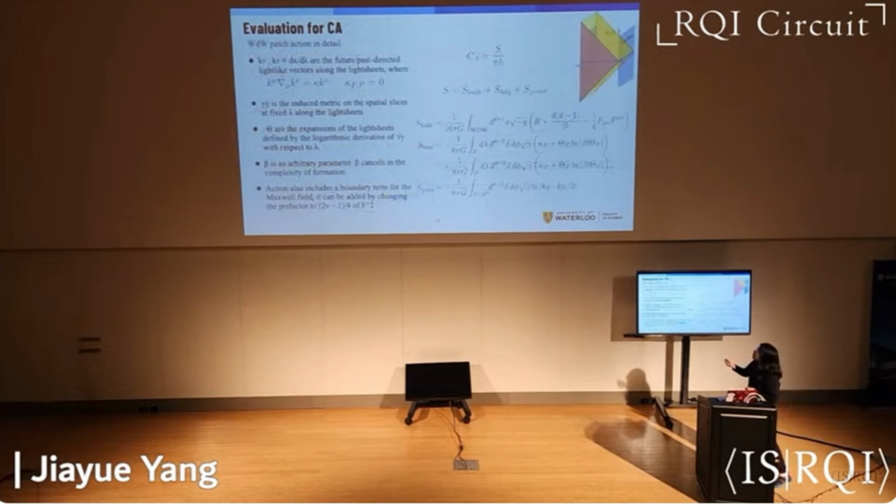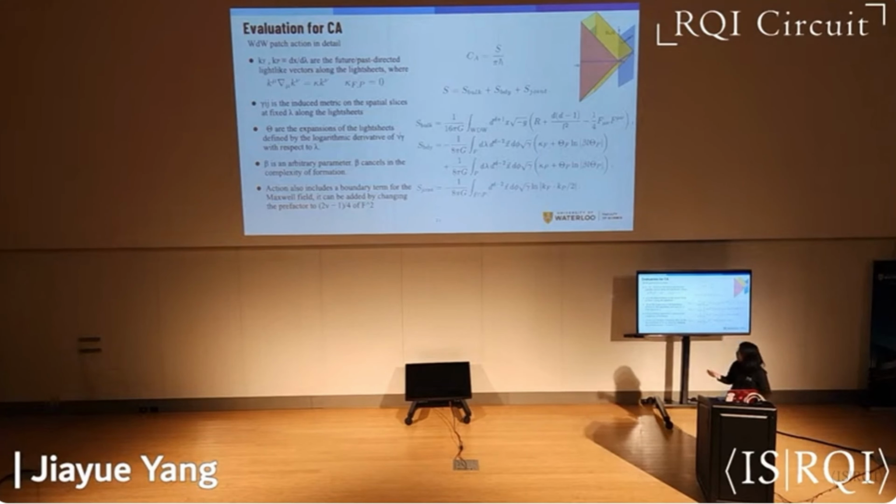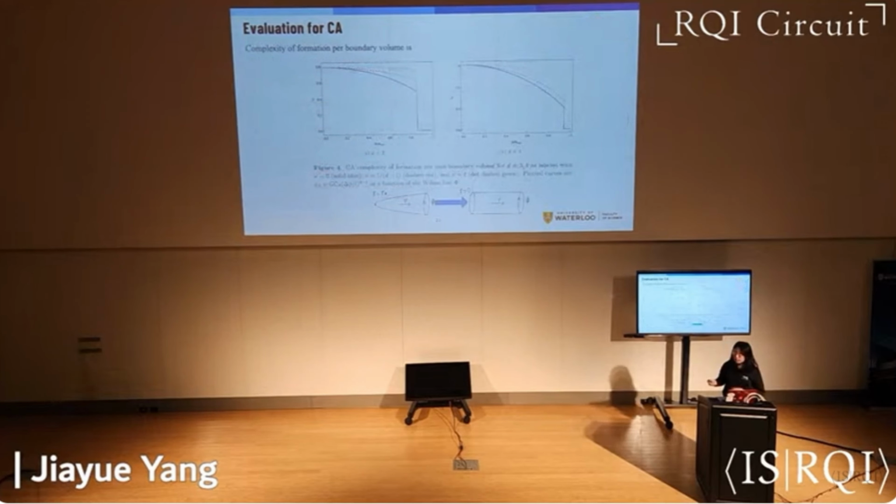For the CA conjecture, it is a little bit complicated, but we just need to evaluate the action of this Wheeler-DeWitt patch region. It has a bulk action and also the boundary action for these null boundaries. There is also a joint action term, where the joints are just the intersections of our null boundaries. If we plot the CA versus the magnetic flux, or say the Wilson line, we can also observe the phase transition from the AdS soliton to the AdS.